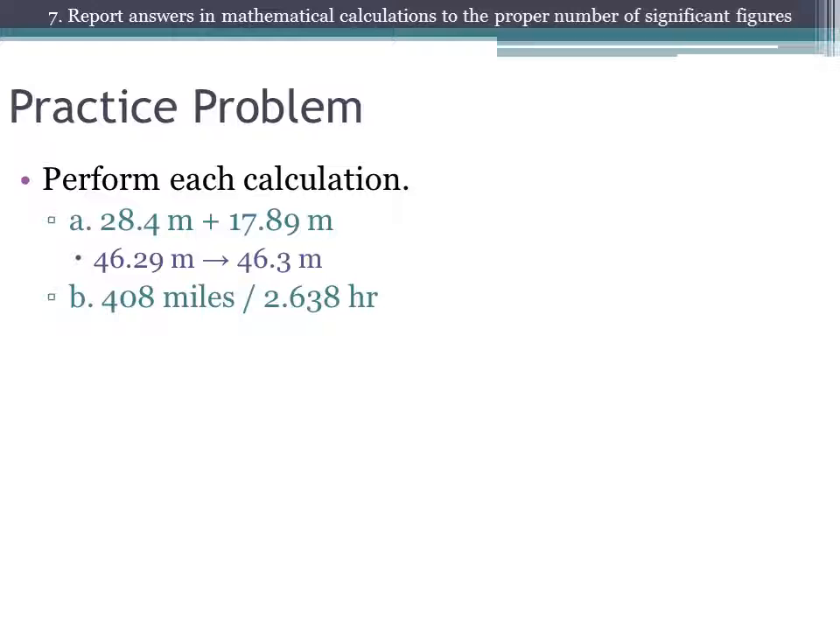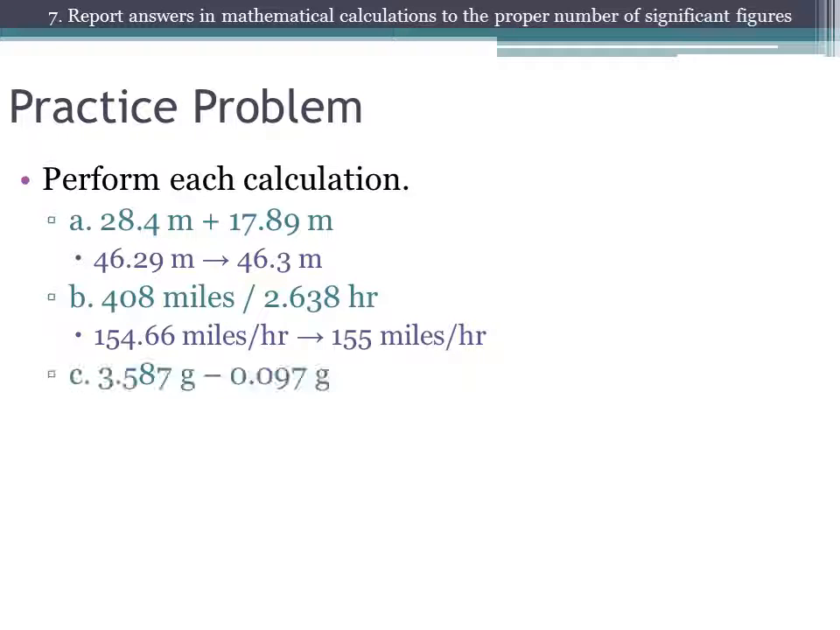B, we have division. So remember, that's number of sig figs. Count the sig figs so you know how many to keep. Your calculator will tell you 154.66 miles per hour. The first measurement here has three sig figs, 408 miles. The second one is four. The fewest number of that is three, so I get to keep three sig figs. So I start counting from the left, one, two, three. I'm going to round to the ones place. I look to the next digit. It's bigger than five, so I round up, 155 miles per hour.